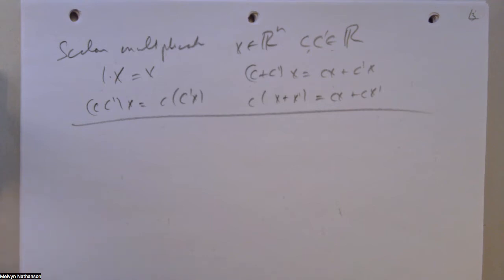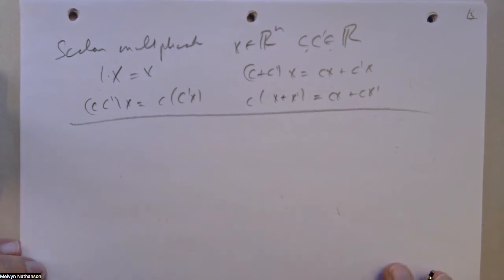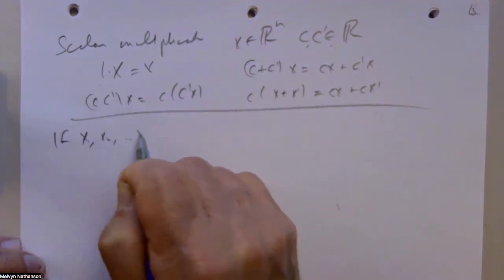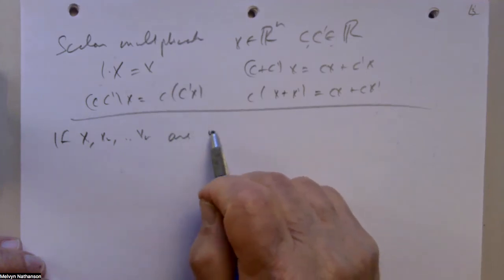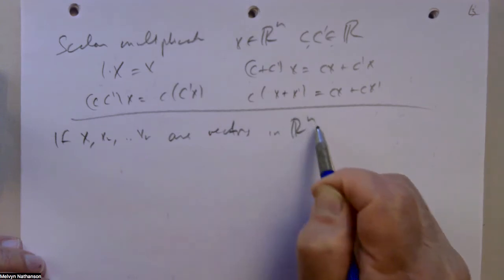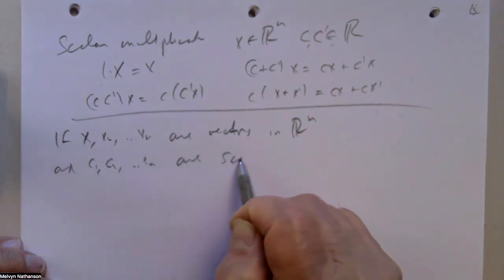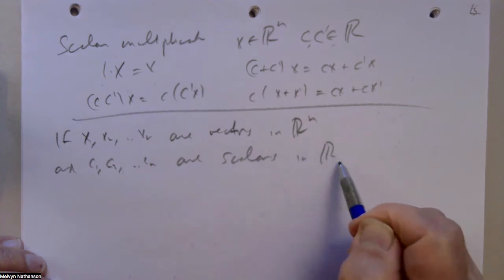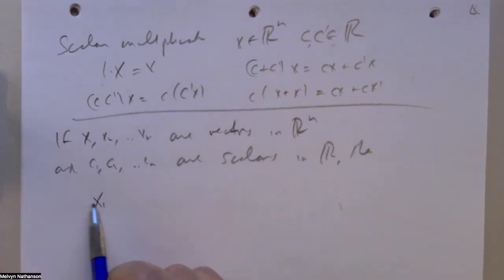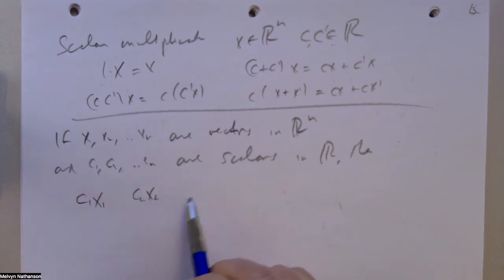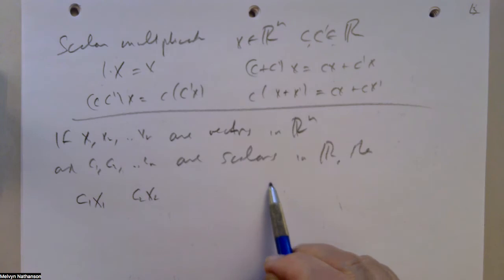And we can use properties of vectors to write solution spaces of equations in a very nice way. Let me just define one other simple operation of vectors. If x1, x2 up to xn are vectors in Rn, and c1, c2 up to cn are scalars in R, then I can take the vector x1 and multiply it by the scalar c1, take the vector x2 and multiply it by the scalar c2, and so forth, for each of the vectors, up to xn multiplied by the scalar cn.